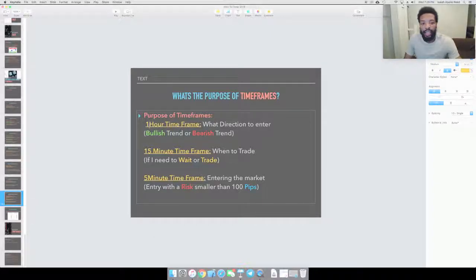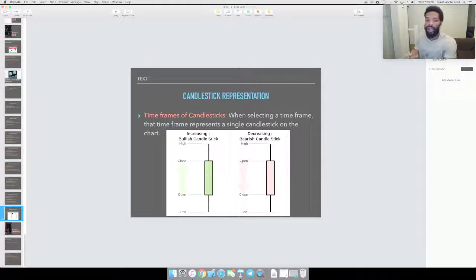But yeah, it doesn't exactly have to be a month, a day, and a 1 hour time frame for these. Just make sure you understand the concept of the time frames, that you look at it like this: you look at the time frame for confidence, when to trade, and where to enter at. And I forgot to bring this up in the candlestick video, but the time frames of candlesticks.